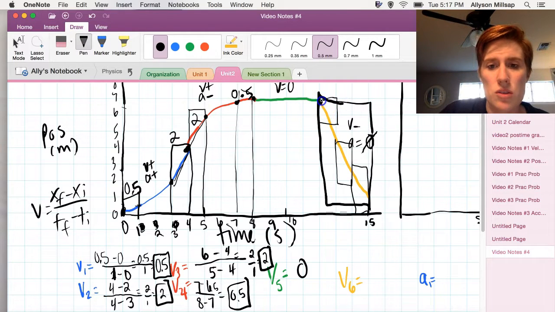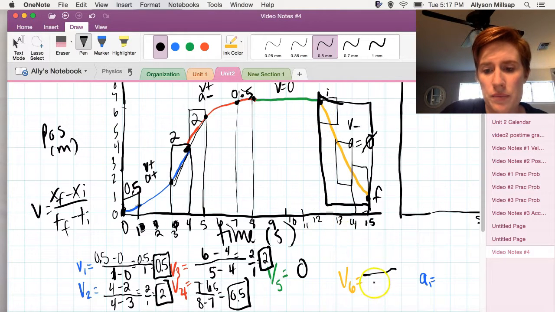This will be my initial point. This is my final point. Okay. So what time span am I looking at? Well, this is 11 seconds, 12, 13, and 14, and 15. So I look like I'm starting at 12 seconds right here. That's my initial. My final is 15 seconds.